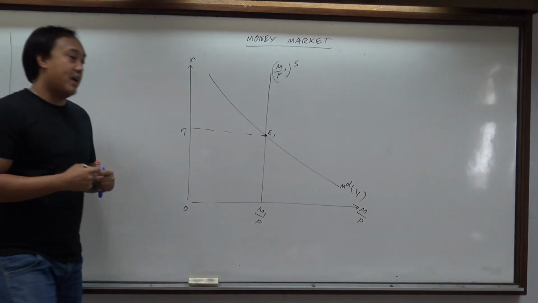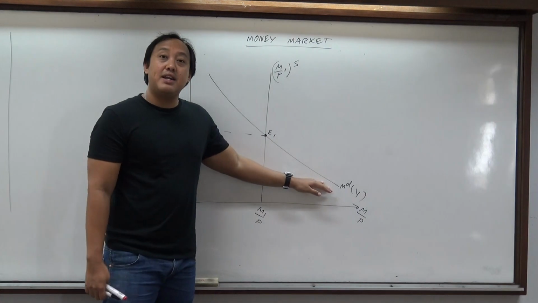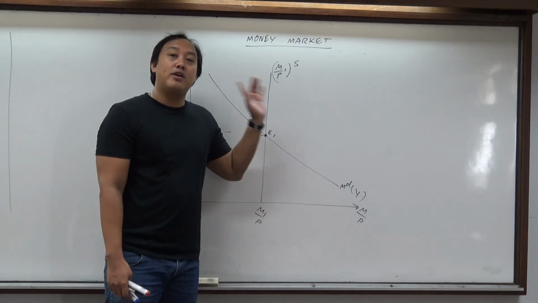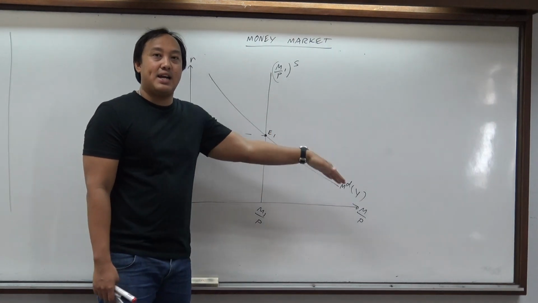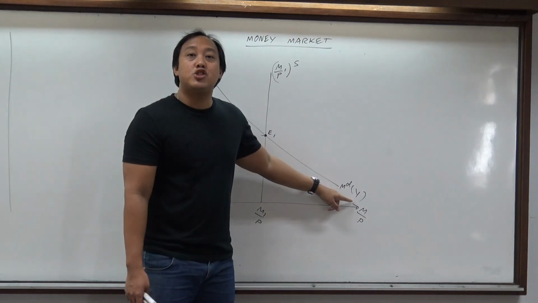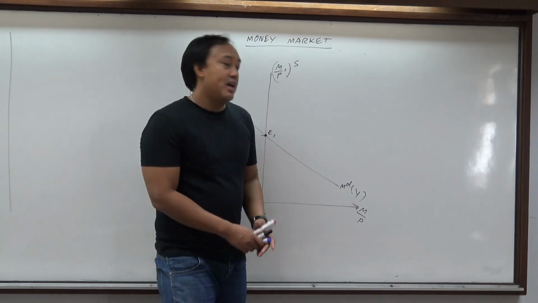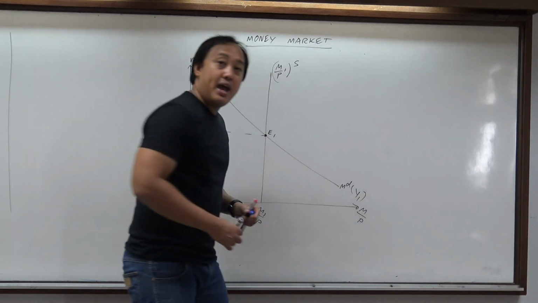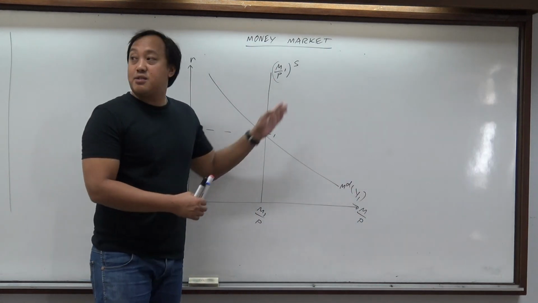Okay, like this. This is the money demand in the economy. Money demand depends on the real interest rate, that's why it has a negative slope, and it depends on the GDP or the income of the country, let's say Y1. And then you have the real money supply curve.